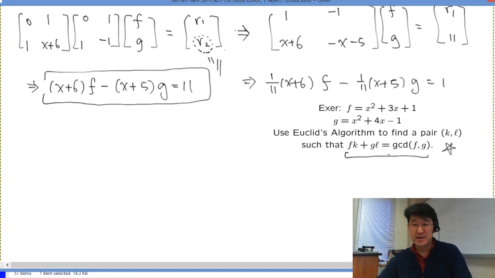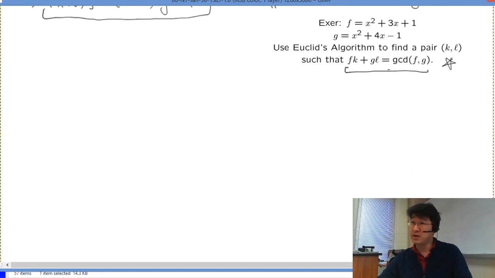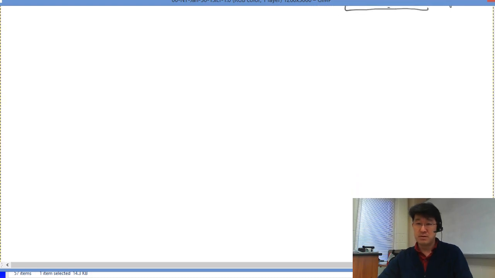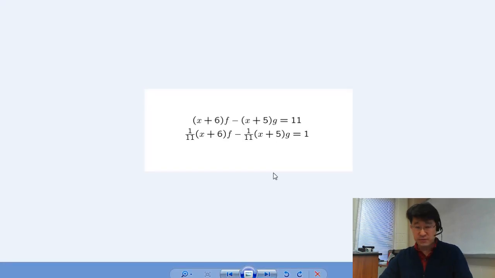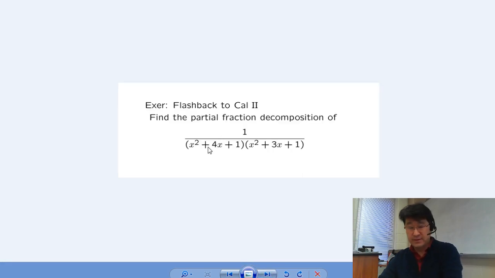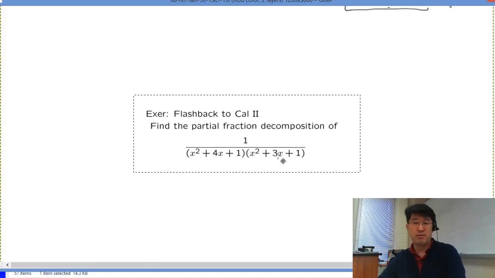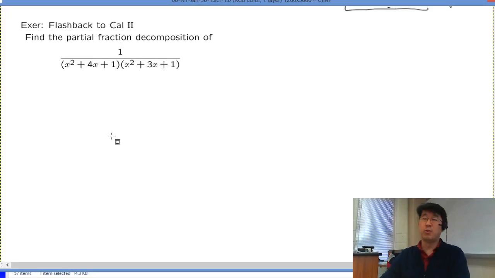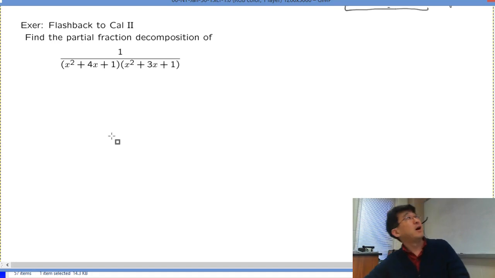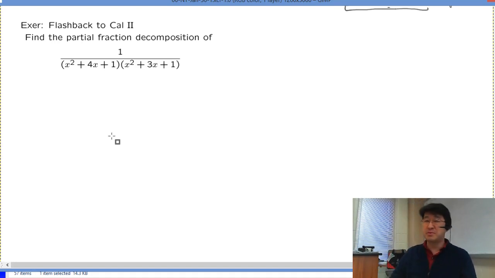All right. I have one more really strange exercise. So this is flashback, that's the answer. Flashback to calculus 2, and you have to think about what on earth is he doing right now? Flashback to calc 2, it says like this: find the partial fraction decomposition of this guy. This is the most hated question in calc 2. This most despised problem in calc 2. Yeah. Partial fraction decomposition of this thing.